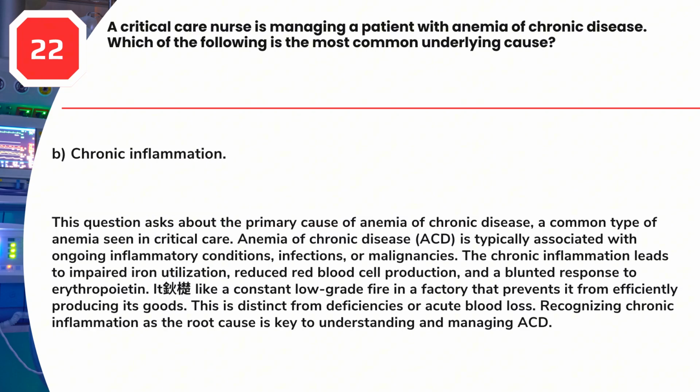Answer: B. Chronic inflammation. This question asks about the primary cause of anemia of chronic disease, a common type of anemia seen in critical care. Anemia of chronic disease, ACD, is typically associated with ongoing inflammatory conditions, infections, or malignancies. The chronic inflammation leads to impaired iron utilization, reduced red blood cell production, and a blunted response to erythropoietin.